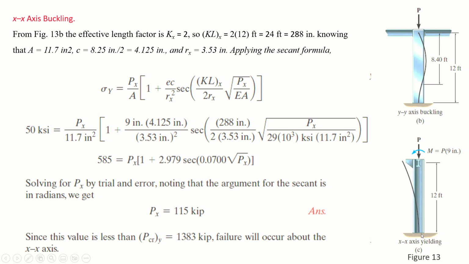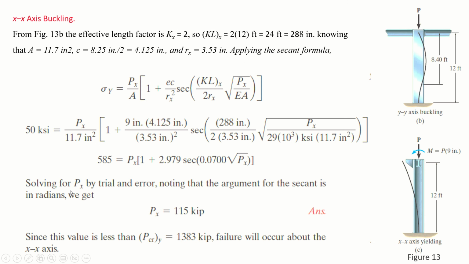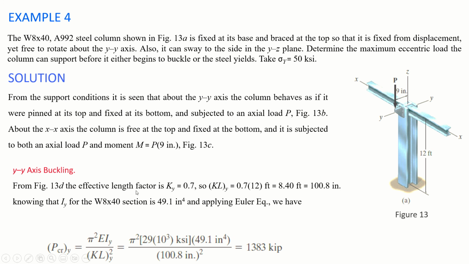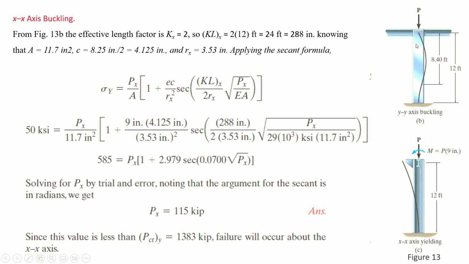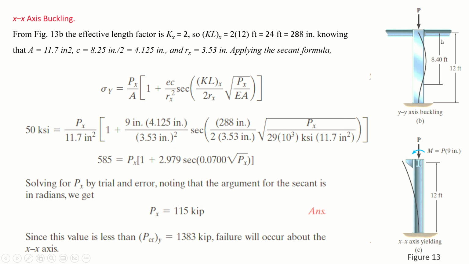However, about the x-axis, it is just like a free end, right? About the x-axis, the column is free at the top and fixed at the bottom, so the length will be double. Now, for y-axis buckling, from figure 13b, it can be seen that the effective length factor is 0.7. Please make it B. So KLy is equal to 0.7 of 12, which is 8.4, just like I described previously.